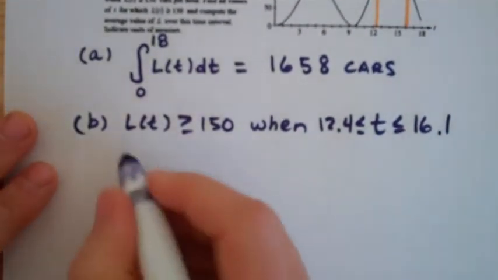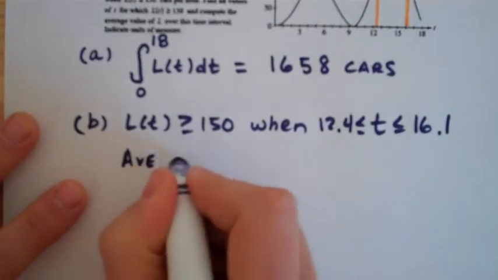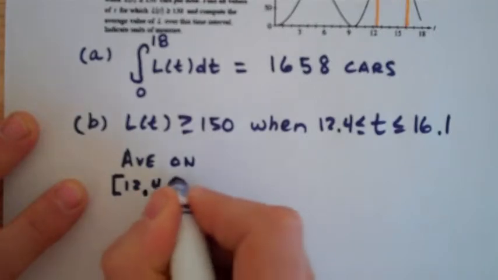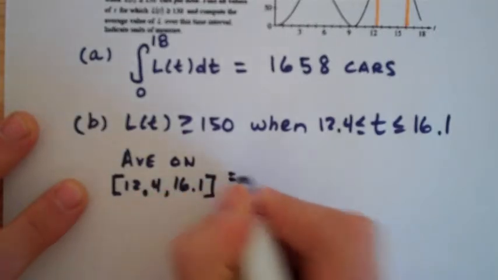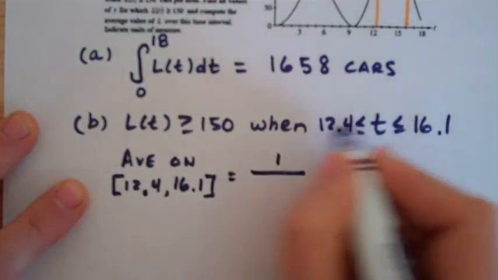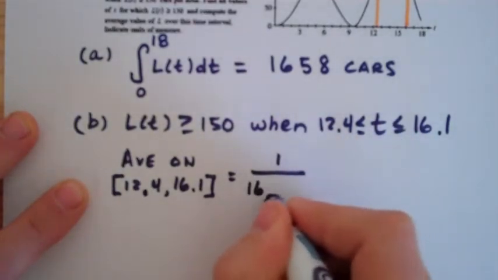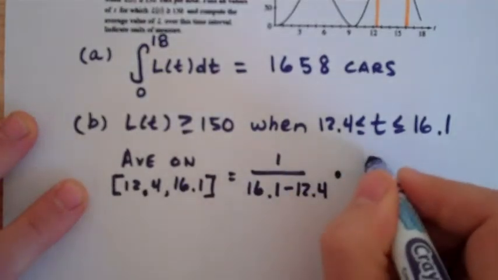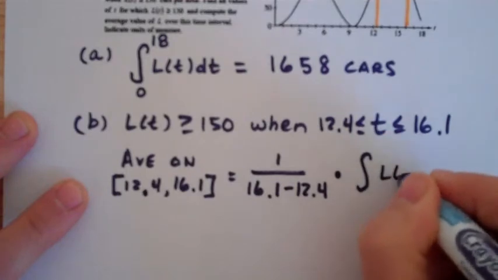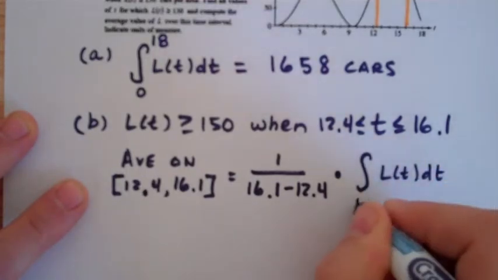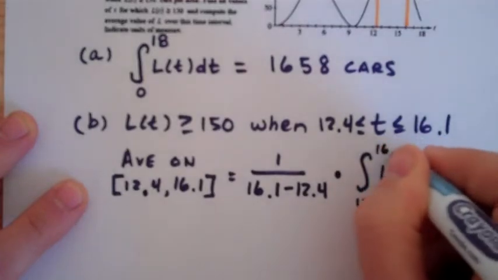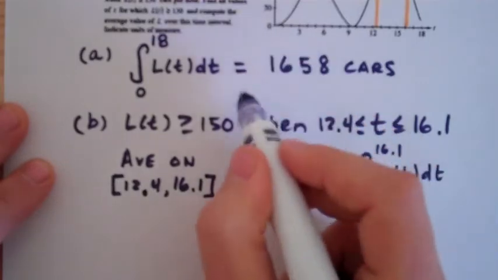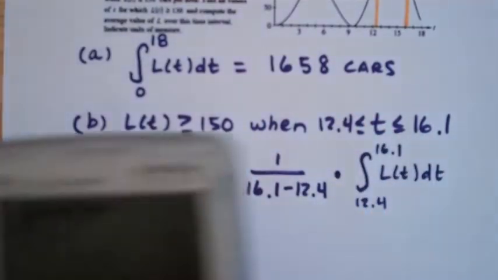Well, now we want the average value. And the average on this interval is simply given by finding the size of the interval, that would be 16.1 minus 12.4, and multiplying its reciprocal by the integral from 12.4 to 16.1. And note that this integral right here is not the same integral that we found in this part of the problem. We're going to need to do this one separately.